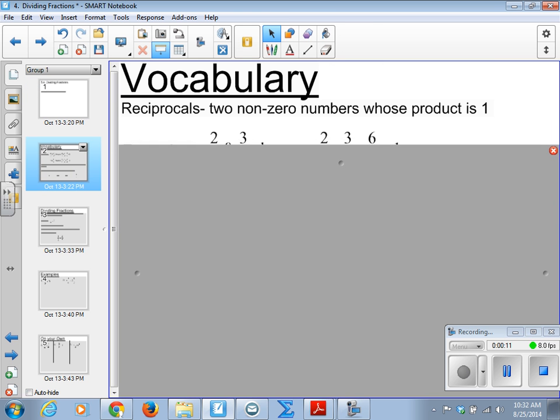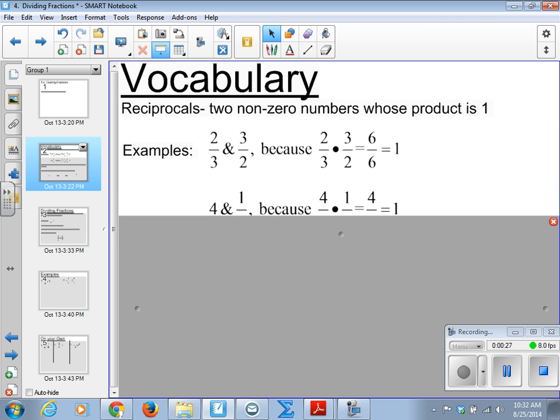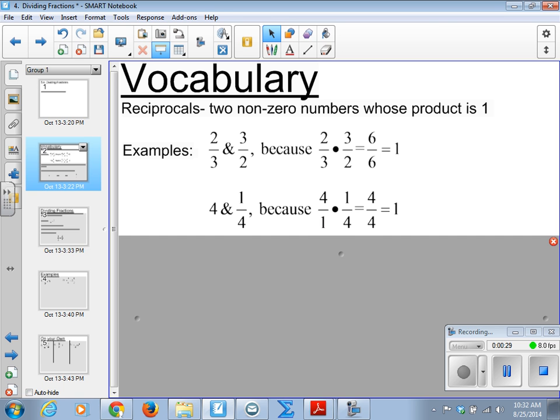We have this term reciprocal. These are two non-zero numbers whose product is 1. For example, 2/3 and 3/2. Multiply them through, you get 6 over 6, and we know that 6 over 6 equals 1. So these are reciprocals. We also have 4 and 1/4, because 4 is the same as 4 over 1. If we multiply that by 1/4, we get 4/4, which equals 1.